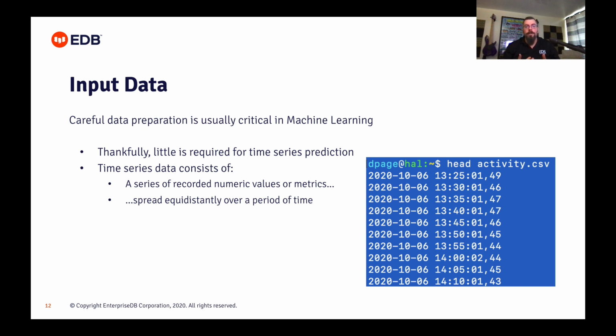Time series data really just consists of a timestamp, i.e. when was the metric recorded, and the value of the metric. So it's pretty simple and straightforward. The main thing that we want to do is make sure that our metrics are recorded equidistantly over the time period. We don't want varying gaps between the different samples. We want those gaps to be as consistent as possible.